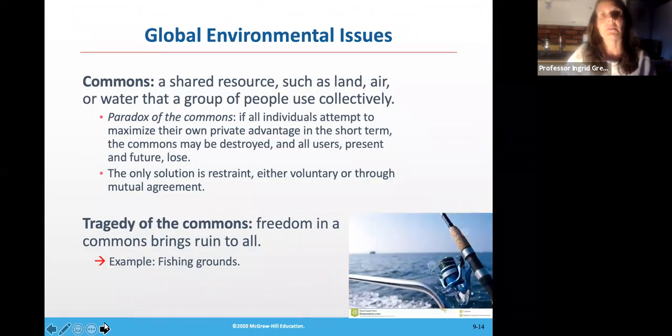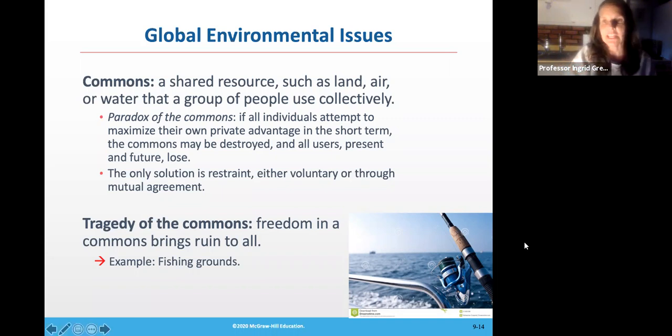The next thing are some global environment issues. Here we're going to talk about commons and then the tragedy of the commons. And you already see this illustration here. This will be the end of part 1 of chapter 9, this last slide, and then I'll create a whole new video for you for part 2 of chapter 9.